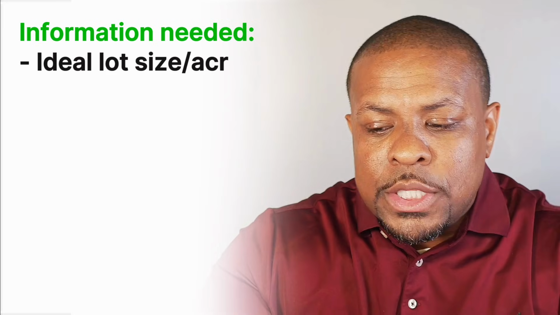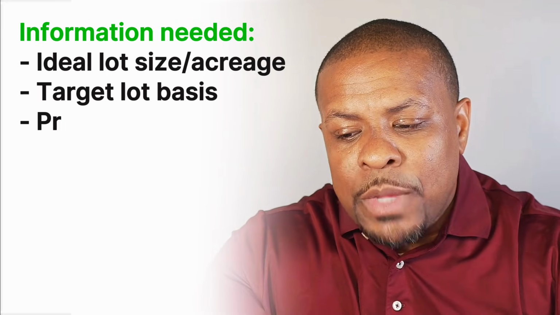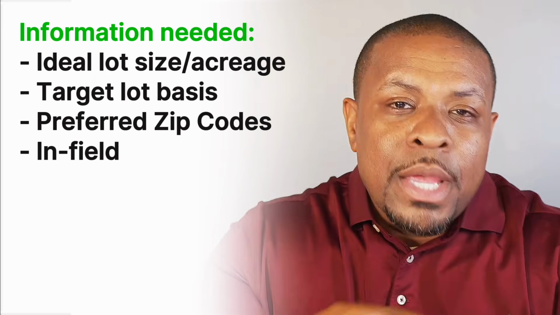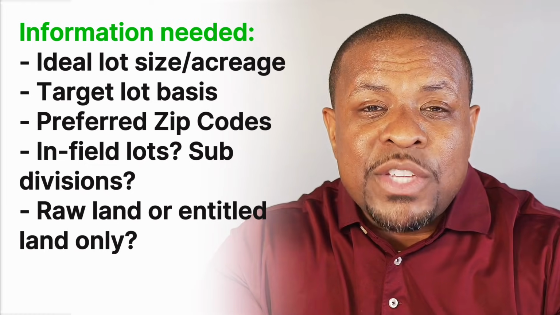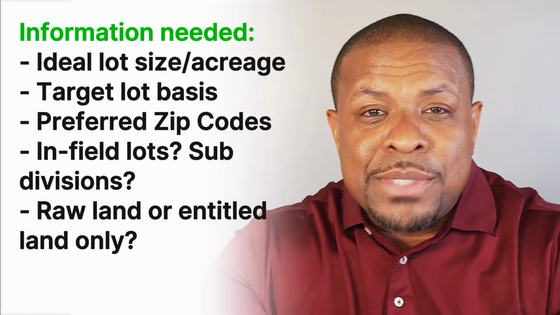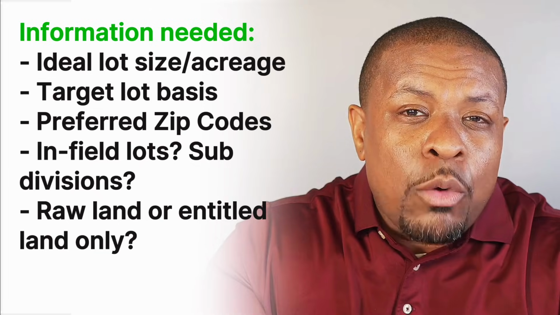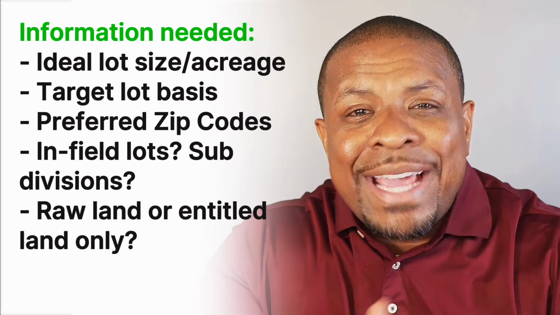And then what you want to do is simply carry the conversation in order to find out the following criteria from them. You want the ideal lot size or acreage. You want the target lot basis. You want preferred zip codes. And you want to find out if they want infill lots or small subdivisions or land they can subdivide themselves. And you also want to find out if they want raw land or entitled land only.